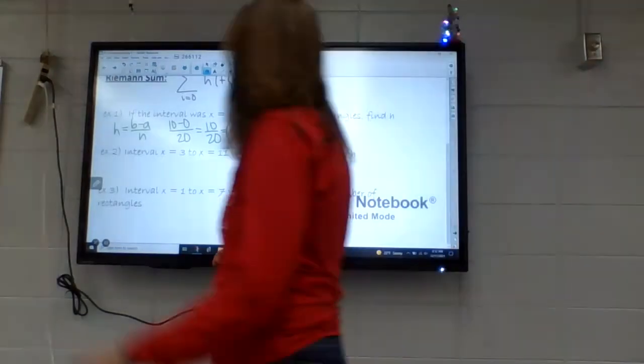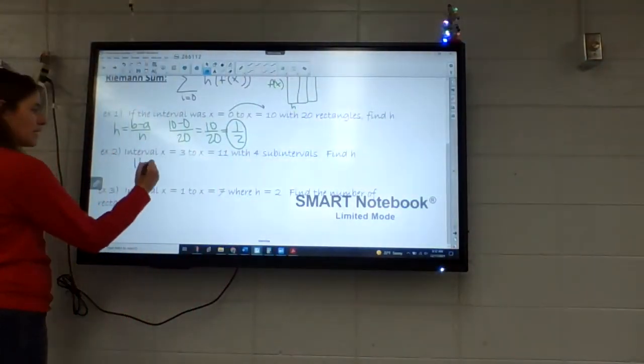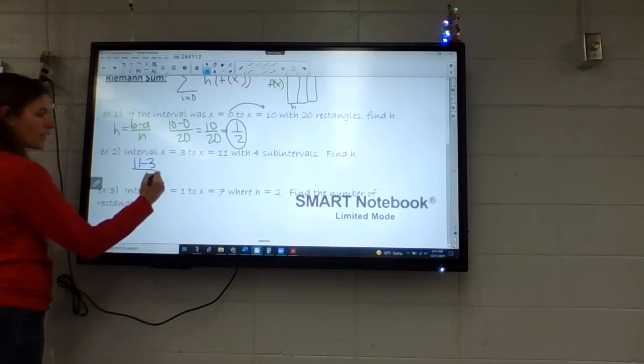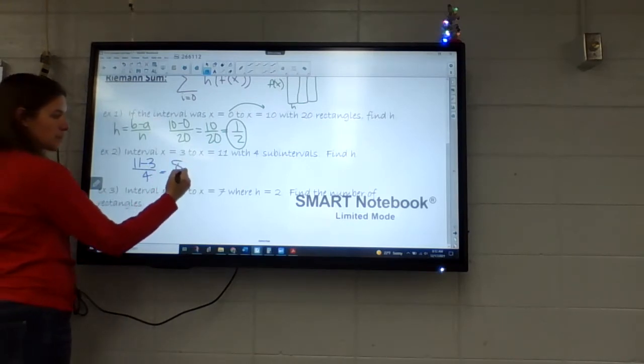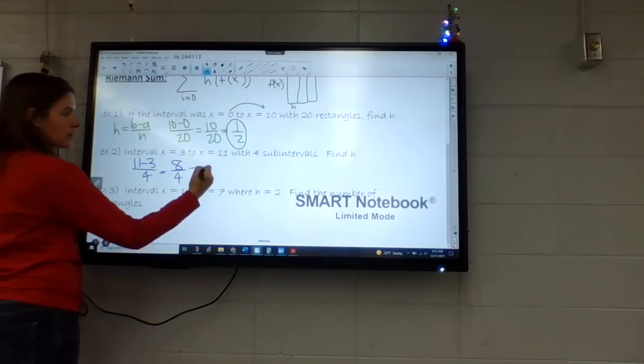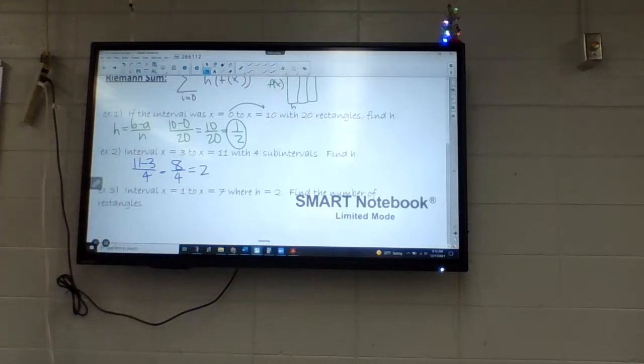So here we're going to do 11 minus 3 over 4. So this will be 8 over 4, so 2. So the width of each rectangle would be 2 in this case.